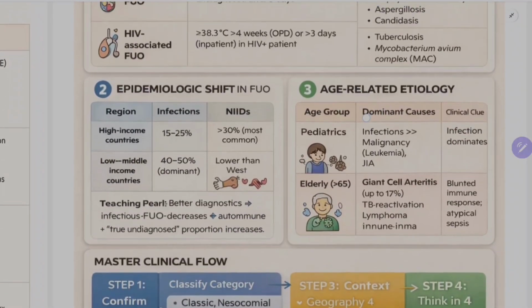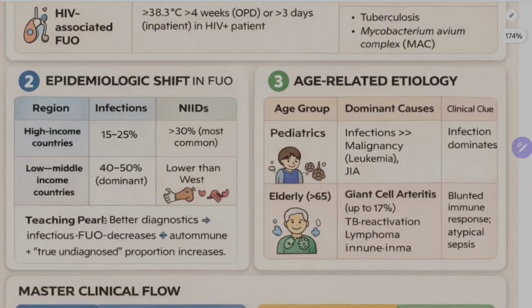Okay, now, so we have learned about this. There is epidemiological shift. In high income countries, the most common cause is NIAIDs, more than 30%. Infections are second most common. In low and middle income countries, the most common is infections, then come the malignancy and NIAIDs. So why this? Because of better diagnostics in high income countries. So infection related FUO decreased and autoimmune plus true undiagnosed population increased.